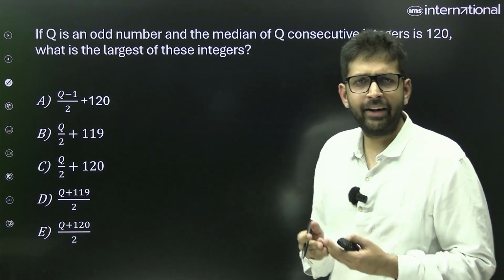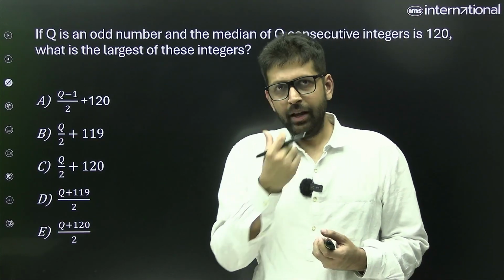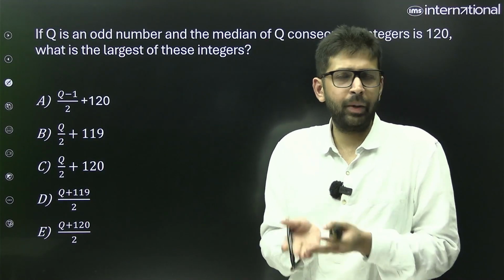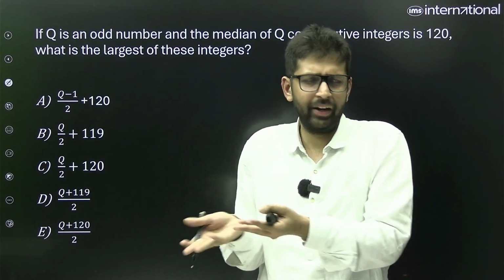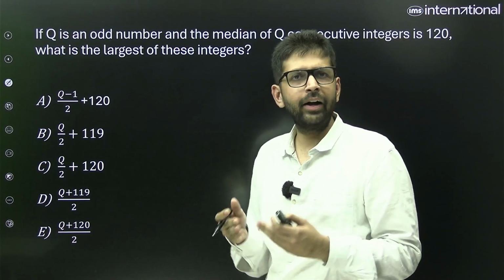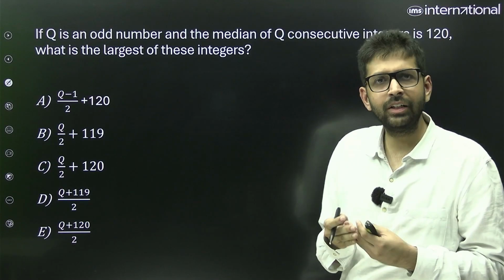Alright, so now let's try and understand how do we tackle this question. Q is an odd number. I hope everybody understands what an odd number is. Maybe 1, 3, 5, 7, 9, 11, etc. And the median of Q consecutive integers is 120. What is the largest of these integers?